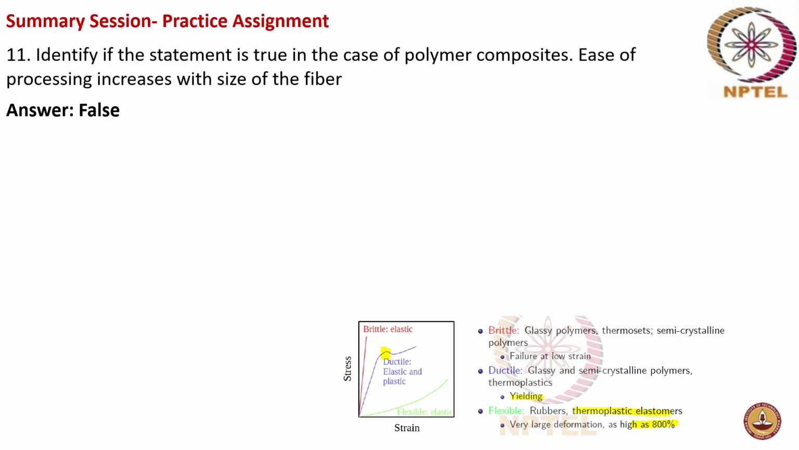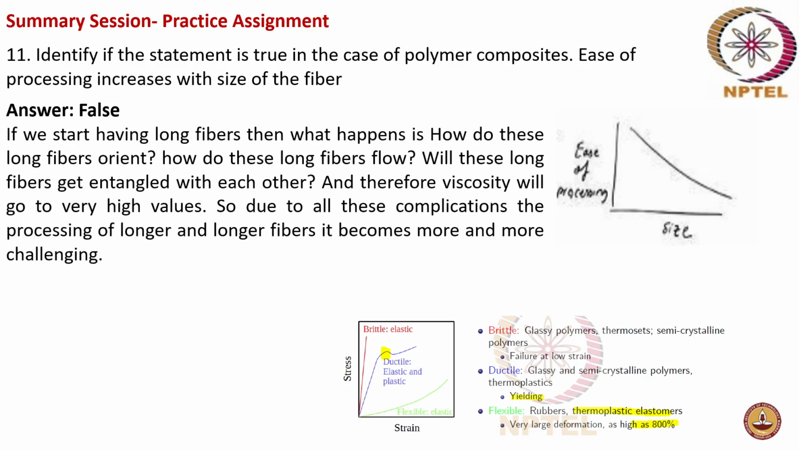It is actually false. Your ease of processing actually decreases as the length of the fiber increases. If we start having long fibers, then how do these long fibers orient during processing? How do they flow, and will these fibers get entangled with each other, and what happens to the viscosity of the system? So these all become questions. So the complexity involved increases with higher fiber length. As the fiber length increases, the processing becomes more and more challenging.